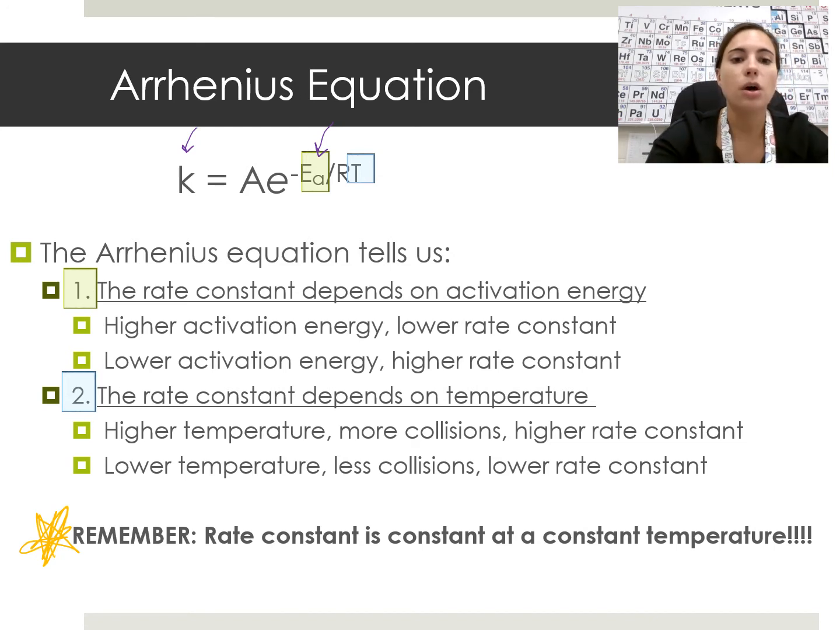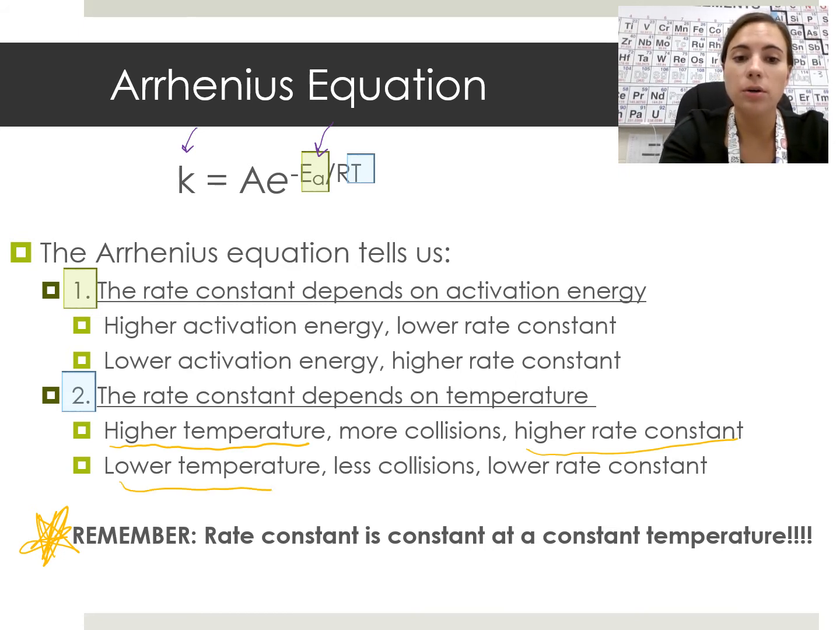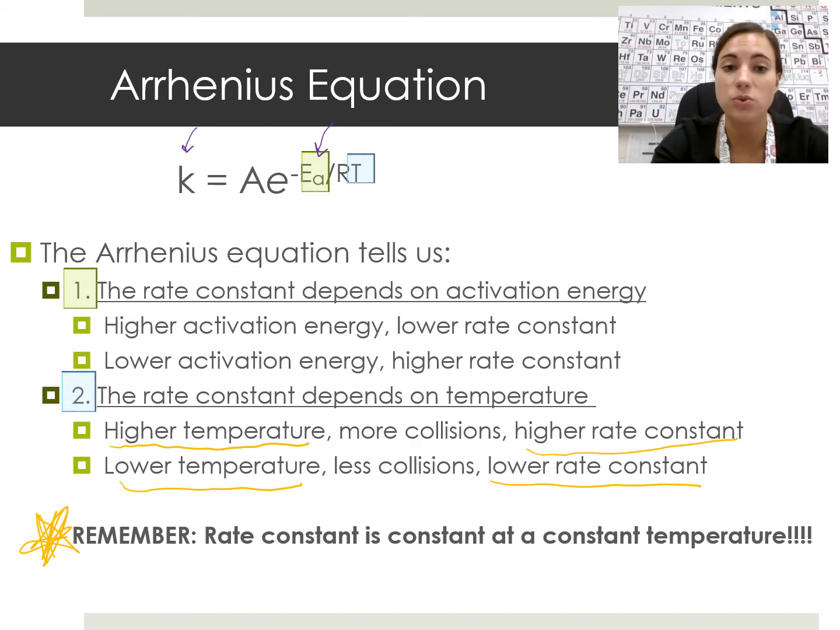Okay, so if I have a higher temperature, then I'm going to have more collisions. My rate constant is going to increase. If I have a lower temperature, I have fewer collisions, and so I have a lower rate constant. It's going to decrease. So you could have a question that says, if I increase the temperature of this reaction, what will happen to the rate constant?